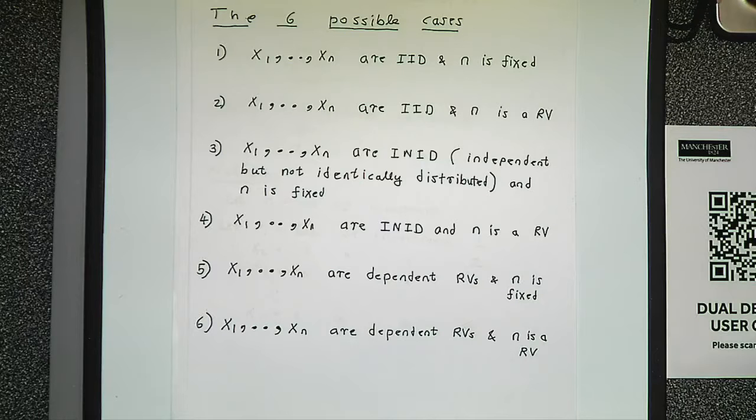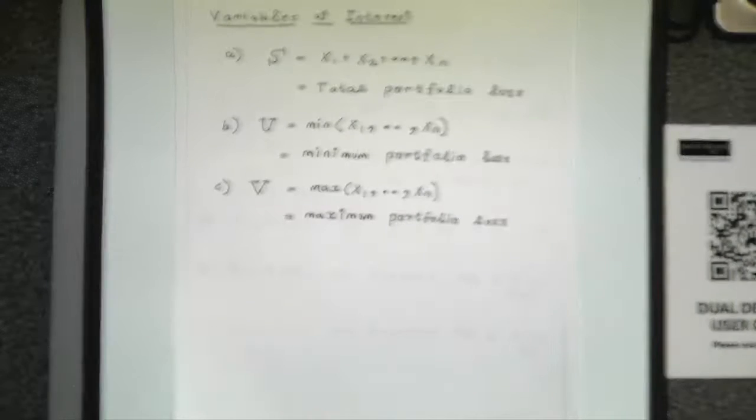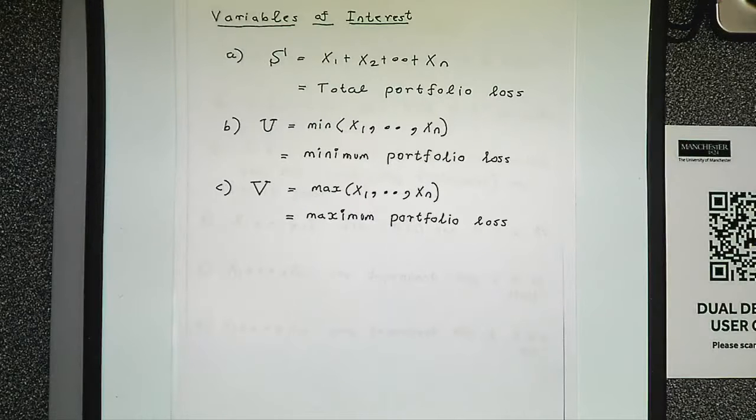Right, so I'm going to consider these six cases, and for each case we are interested in these three variables. Obviously there are more, but in this chapter we will consider only these three variables. S is the total portfolio loss, so it's the sum of the losses. U is the minimum portfolio loss, so the minimum of x1 to xn. And V is the maximum portfolio loss, so it's the maximum of x1 to xn, right?